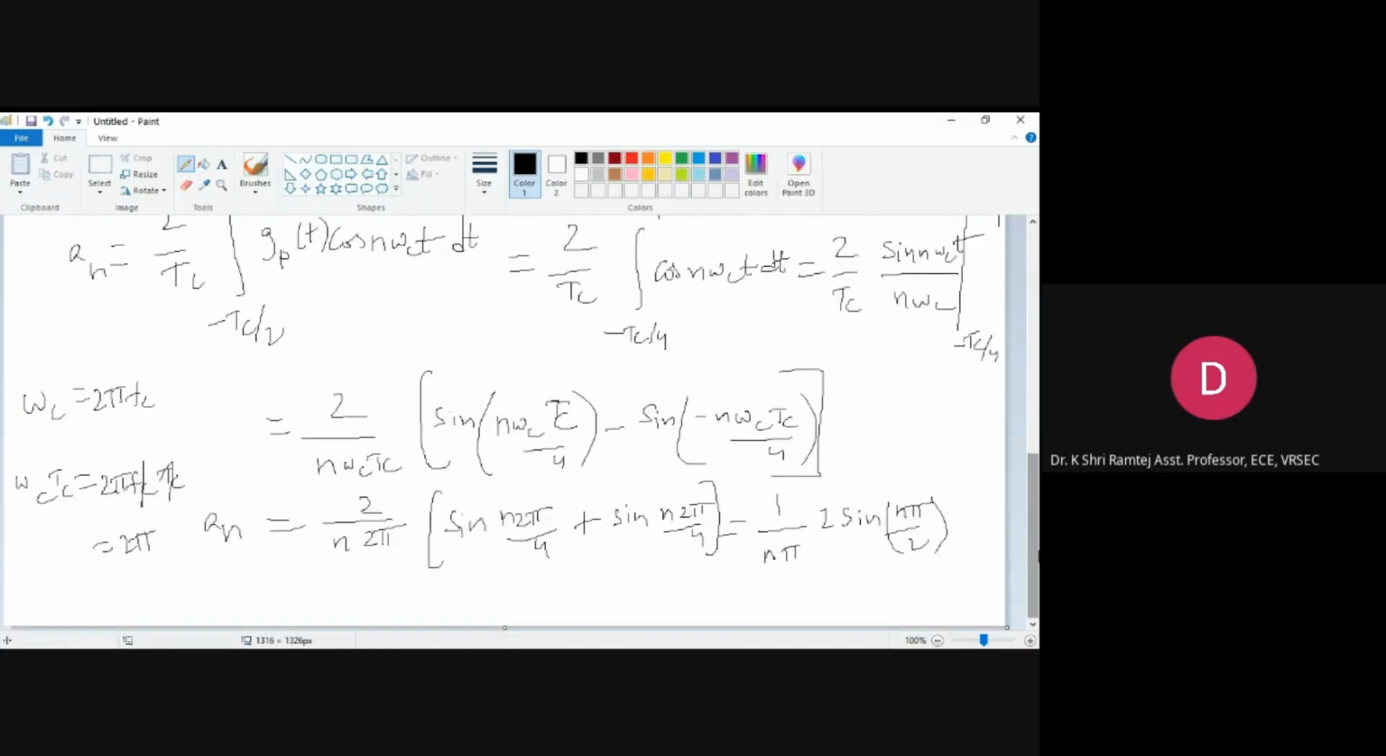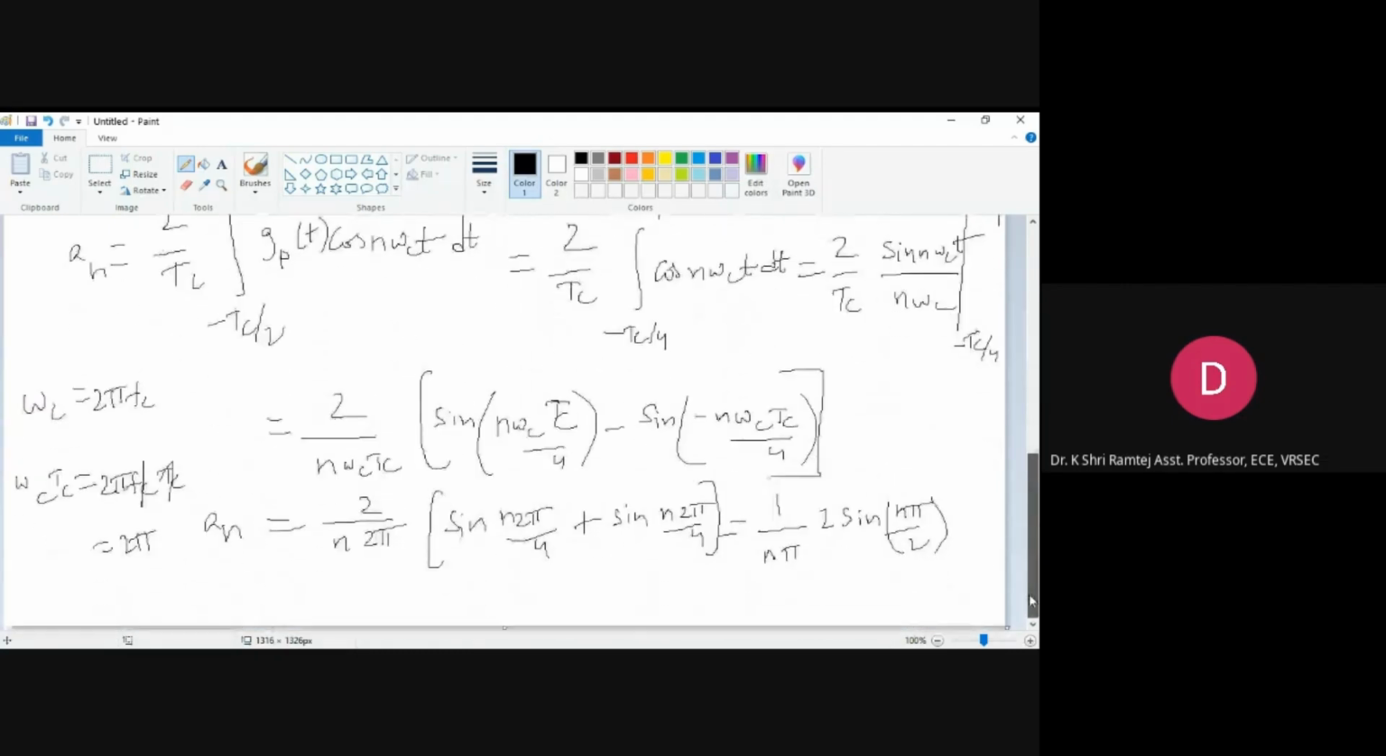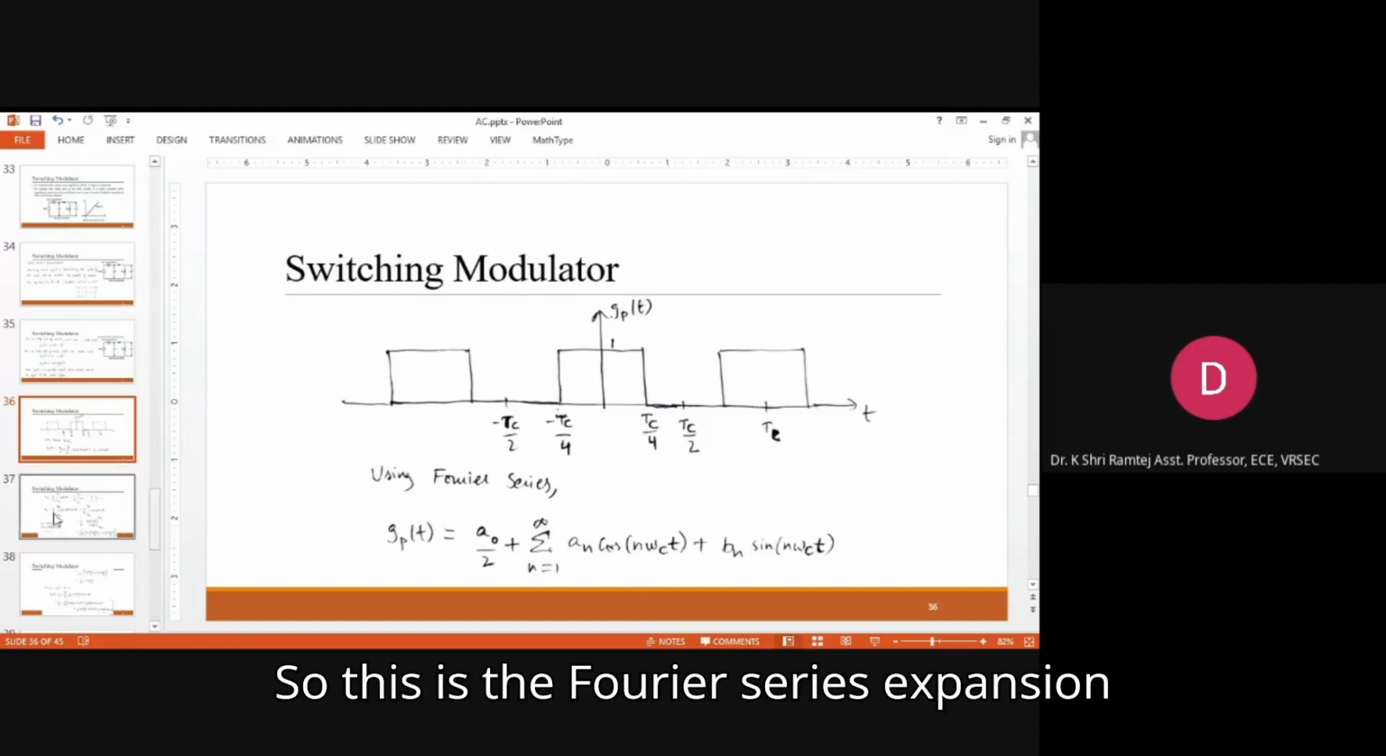So we have calculated the value of a naught, we have calculated an, and the value of bn will be 0, since Gp of t is an even signal. For even signals, bn will always be 0. So this is the Fourier series expansion.